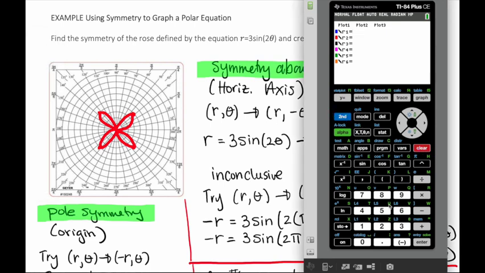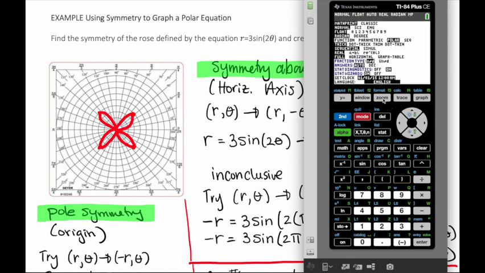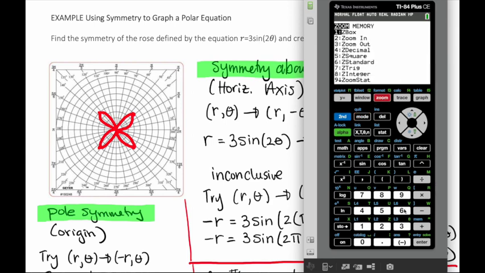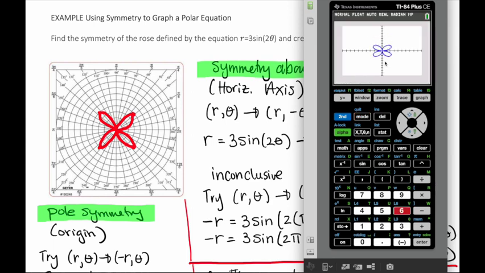I'm going to put in 3 sine 2 theta. Remember to make sure you're in polar mode if you're not already there. Now I'm going to use the standard viewing window, so I'm going to hit zoom 6. We can adjust it from there if we need to. So there's our 4-petaled rose.